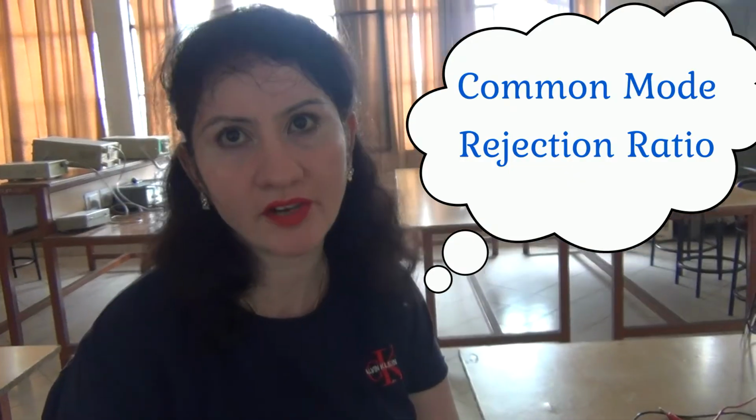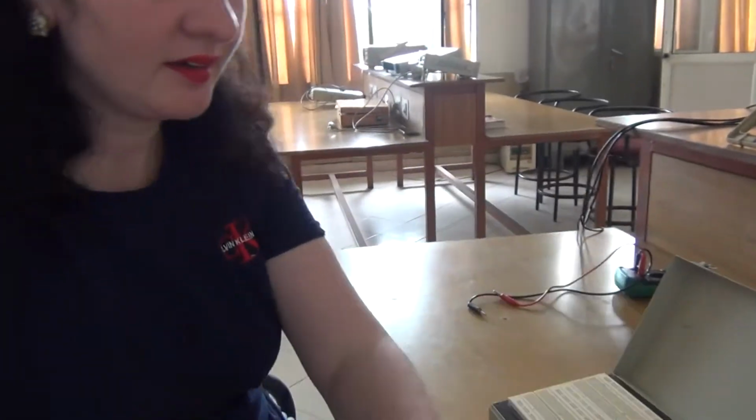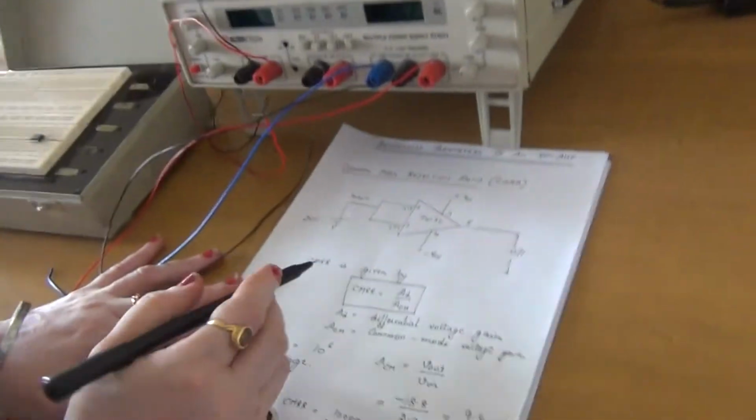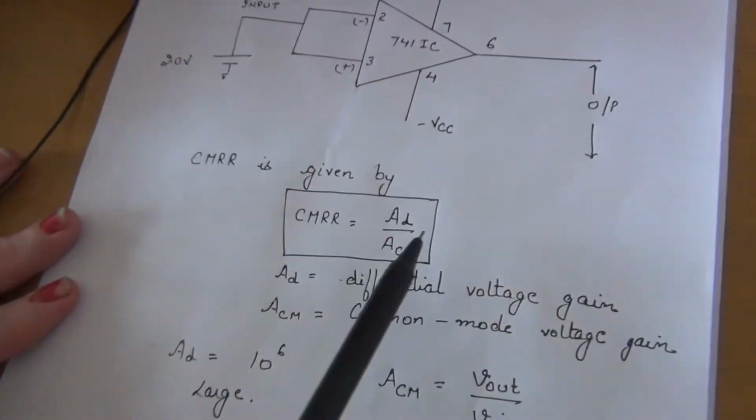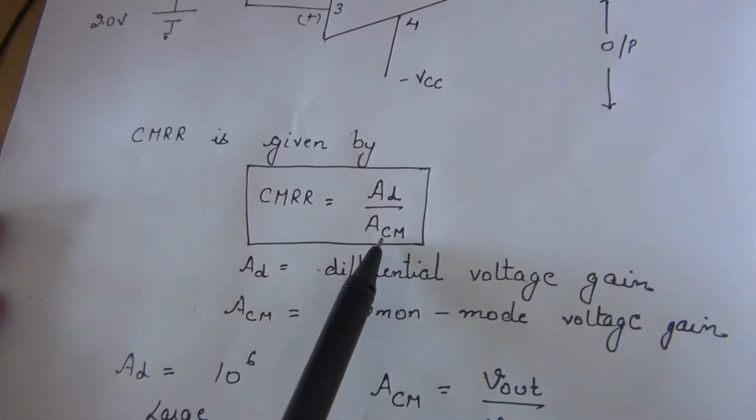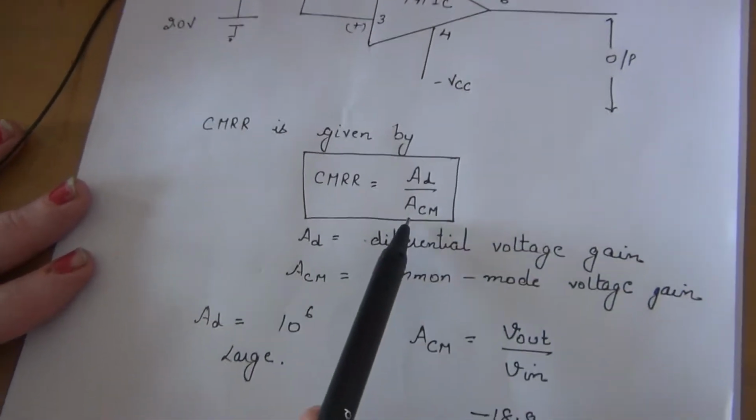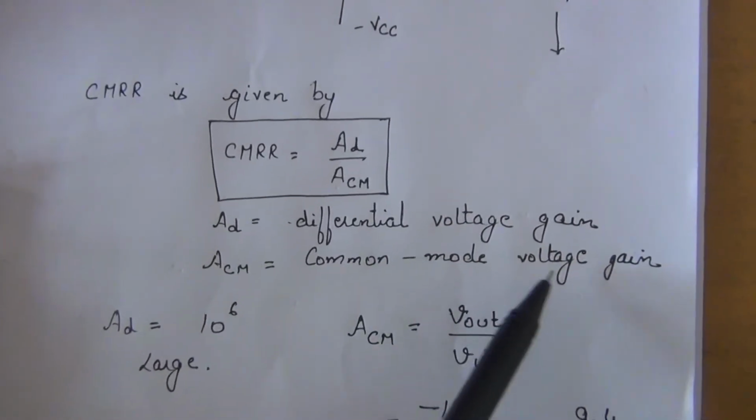Now, two parameters I am going to discuss in this video. First is common mode rejection ratio, CMRR. As the name suggests, it is the common mode which we want to be eliminated or rejected. By formula, CMRR is defined as the ratio of differential gain and common mode gain. AD here is the differential voltage gain and ACM is the common mode voltage gain.